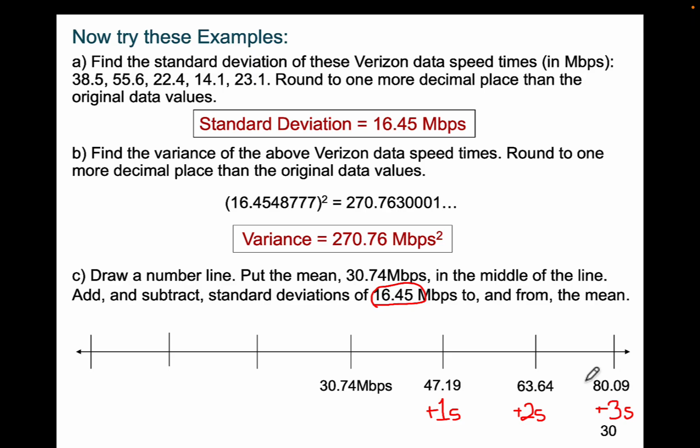Now we're going to do the same thing. We're going to take our mean, which is in the middle. This was our X bar. And we're going to subtract 1 standard deviation. So you'll type in 30.74 minus 16.45. That'll get us 14.29. Do that again and a third time. And that'll get us negative 2.16 and finally negative 18.61.